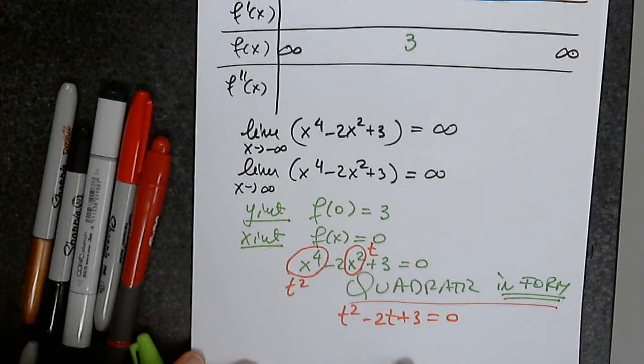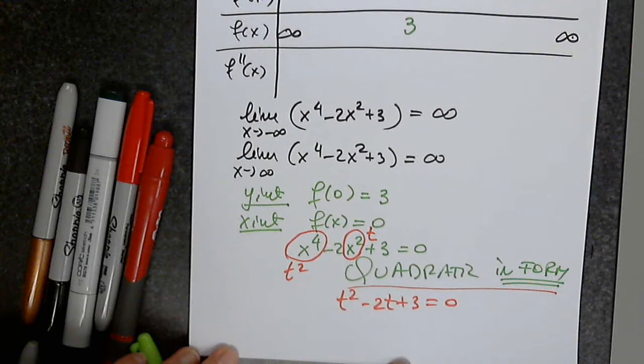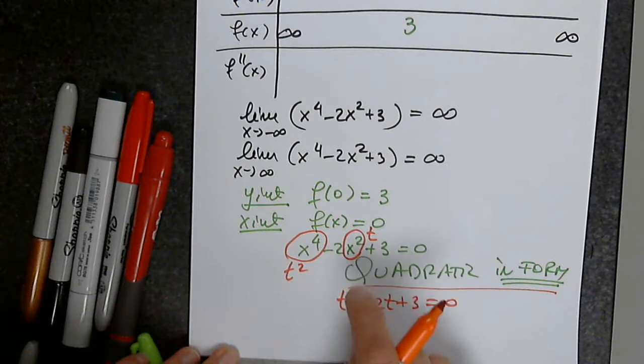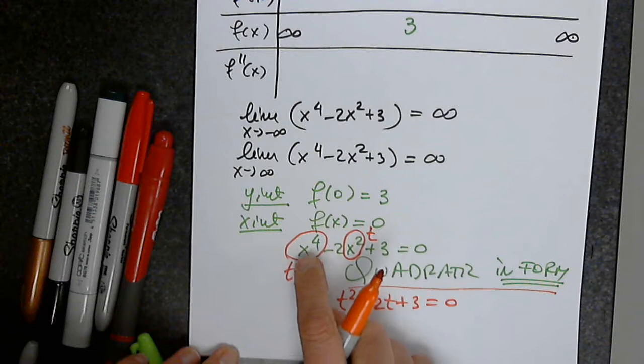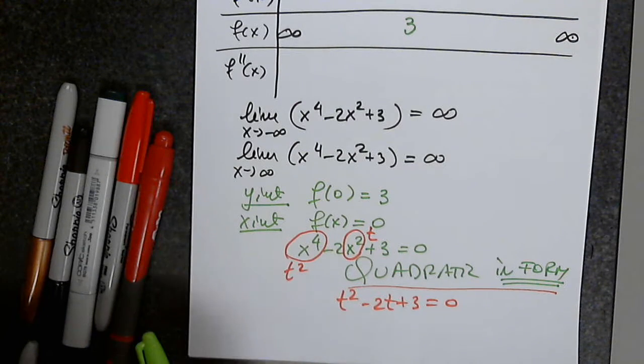And solve this equation for t. However, this is not factorable, so I have to use the quadratic formula. I'm sorry. How did you get t squared minus 2t? If I let x squared be t, then x to the fourth is t squared, because if you square x squared, you get x to the fourth. So if I cannot do this, then it's not quadratic in form, and I have to use other methods to solve. What other methods could you use?